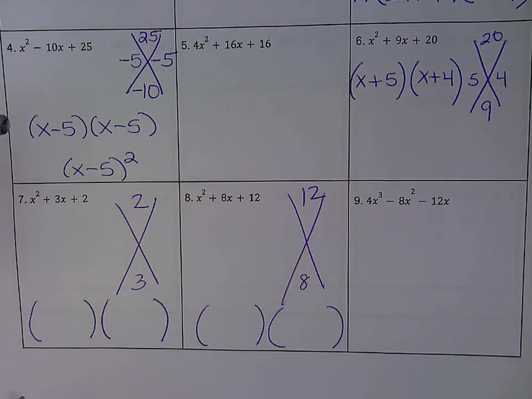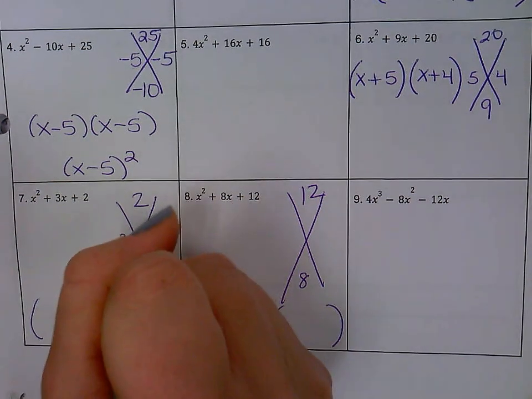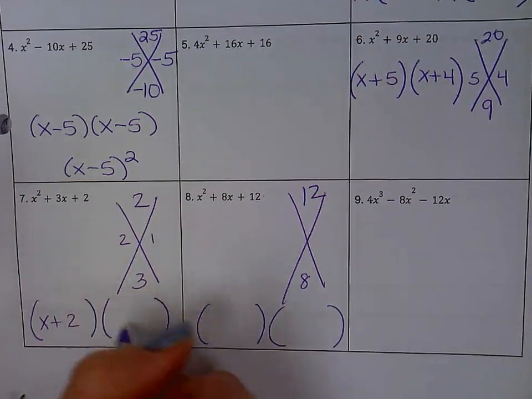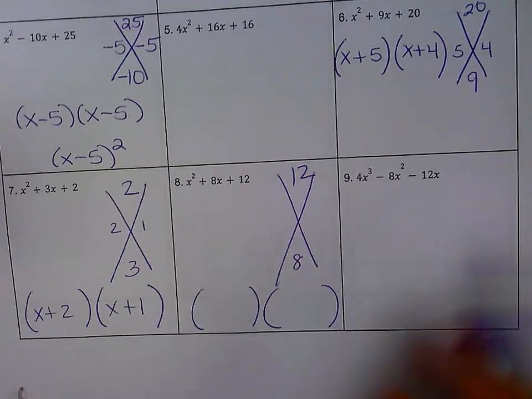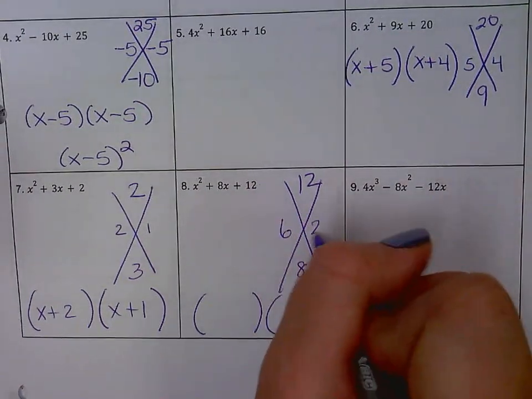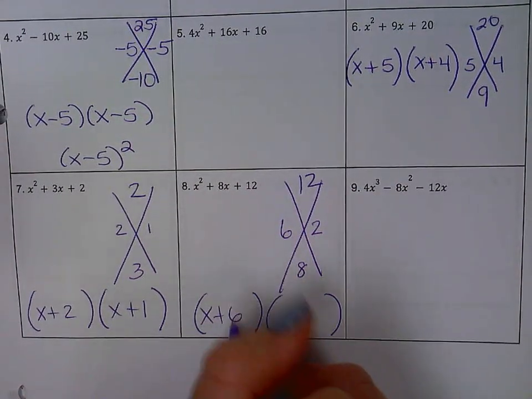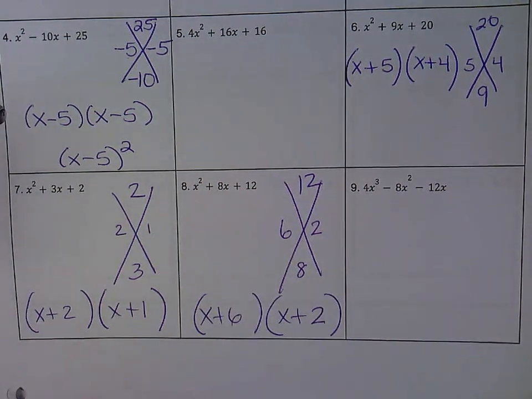Tomorrow, we're going to remember what to do when you set it equal to 0. Remember, the answers would be like negative 5 and negative 4, because it's going to be x-intercepts. But this is just the factors today. And then these would be a 2 and a 1, right? 2 times 1 is 2. X plus 2, x plus 1. Factor of 12 would be what? 6 times 2 is 12. X plus 6, x plus 2. Piece of cake.